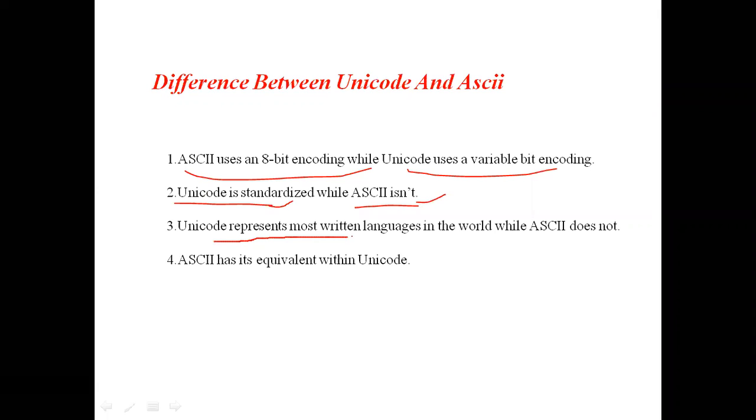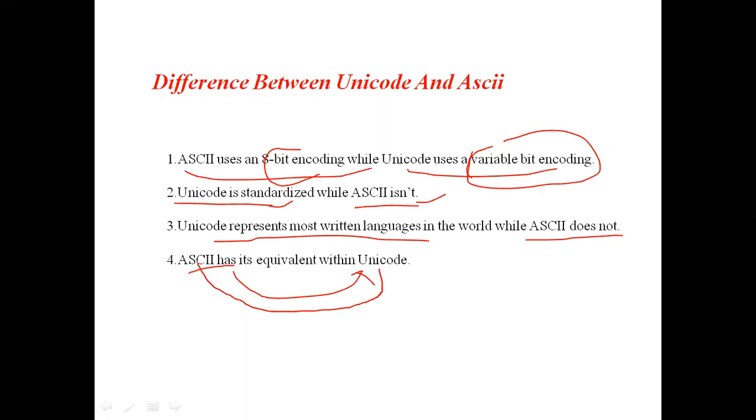Okay, Unicode represents most written languages. Whatever languages have a script in the world, Unicode can represent most of them, while ASCII does not. Why? Because ASCII is an 8-bit encoding, whereas Unicode is a variable bit encoding. Also, all ASCII values can be represented using Unicode values, but not all Unicode values can be represented using ASCII code. These are some major differences between Unicode and ASCII.